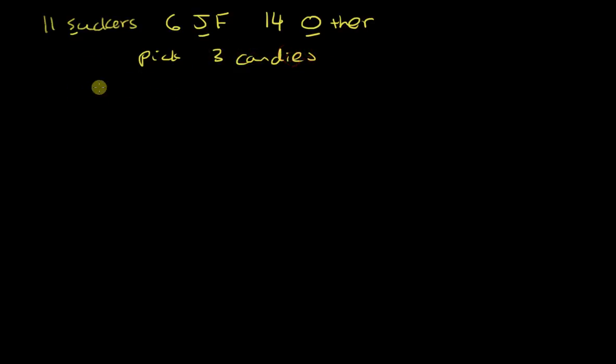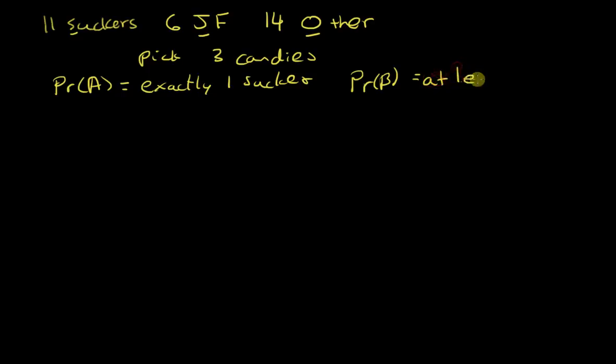All right, so starting with the probability of A, which was exactly 1 sucker. First, I want to list out all the different possibilities so I can talk about this, and that'll help us think later on about how to find the probability of A and B. Let me write that down. Actually, I should have written that A is exactly 1 sucker.